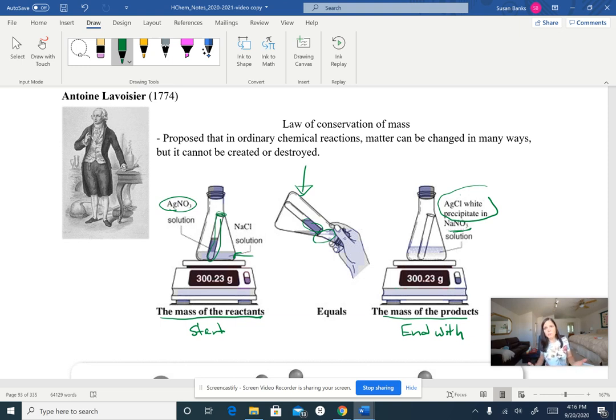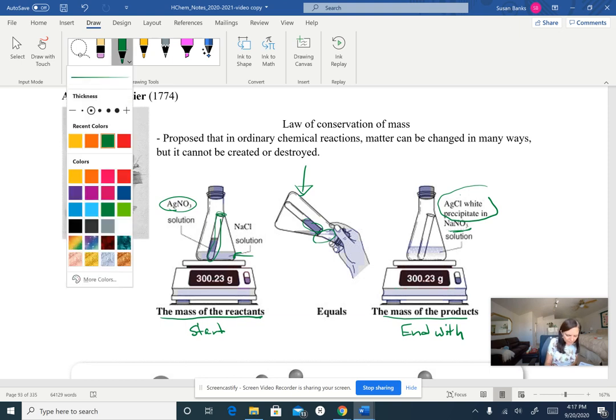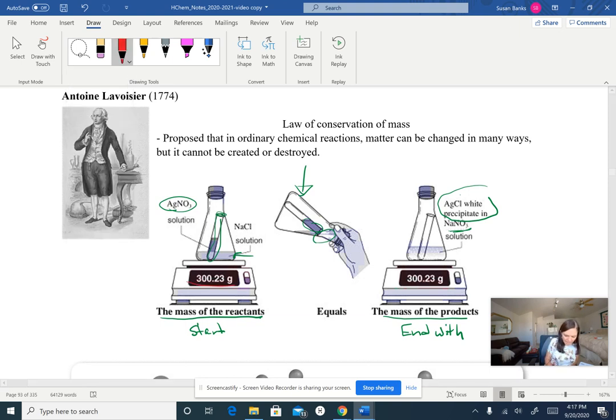We definitely get a chemical reaction. We get a solid forming out of there, and we get a color change and all kinds of stuff going on. But notice that when we do this, the mass where we started is the mass at the end. So he came up with this very, very important idea here.